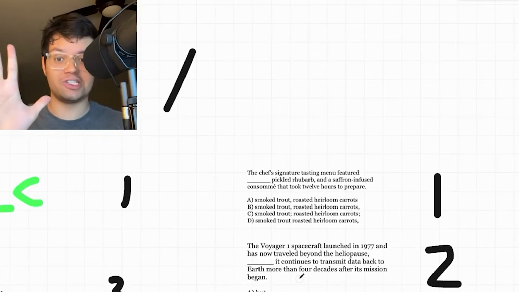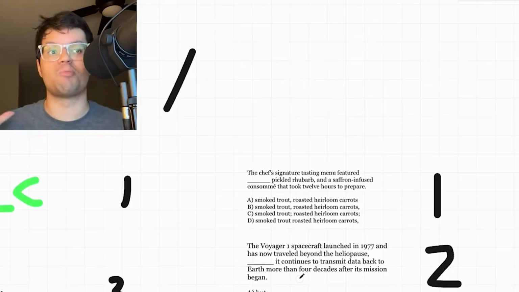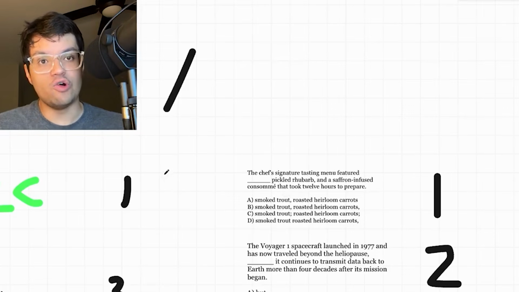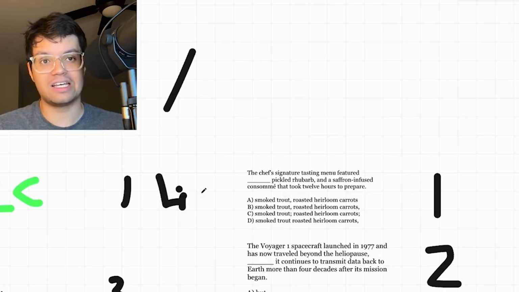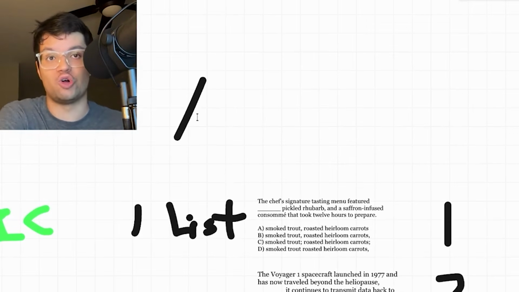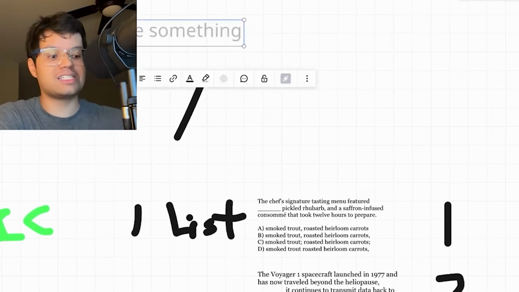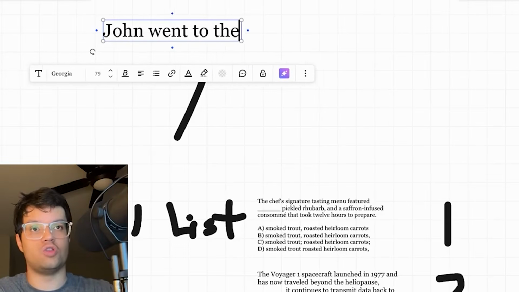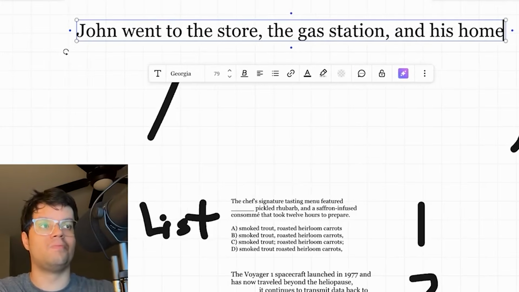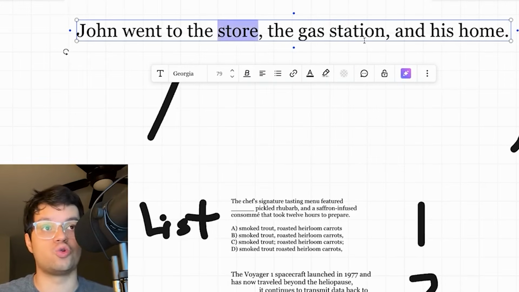This has 5 different situations in which you can use it. Thankfully, most of them are pretty easy to remember though. First thing you can use it for is a list. Lists are things where you essentially just have a group of different terms and you're just putting them all together. So I can say something here like John went to the store, the gas station, and his home. The 3 things here are the store, the gas station, and then his home. So we have to separate them with commas after each individual item.